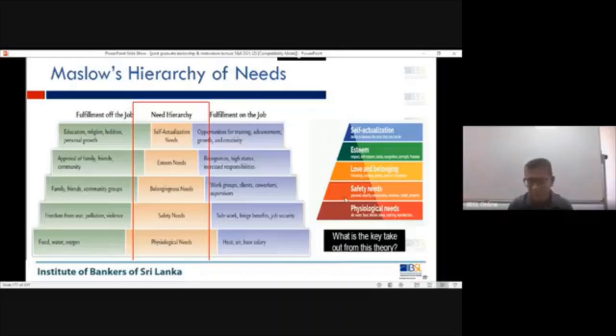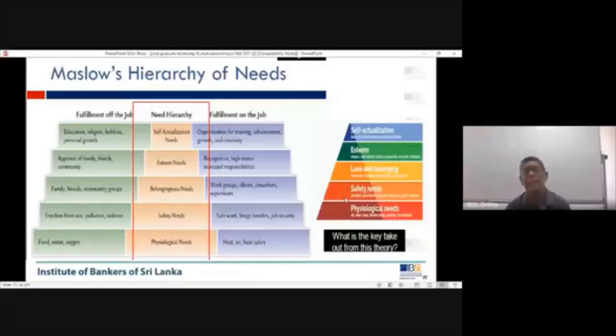What is the key takeaway from this theory? Still we are practicing. There are some things we can make use of to fulfill the individual need hierarchy, right? I think now we have learned Maslow's theory in detail. Right, now let's look at the second theory, and then we'll go for a break.